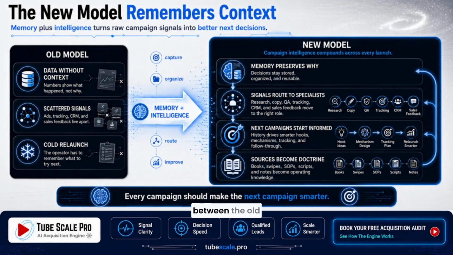And that's the difference between the old way and the new way. The old model collects data and forgets the context. The new model remembers it. Memory plus intelligence turns raw campaign signals into better next decisions. Every campaign is supposed to make the next campaign smarter, and most never do.